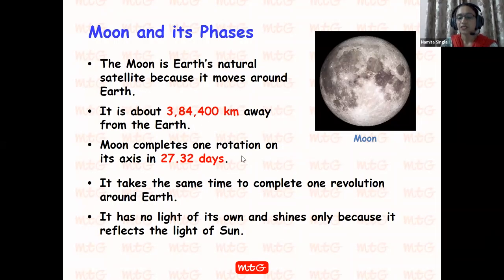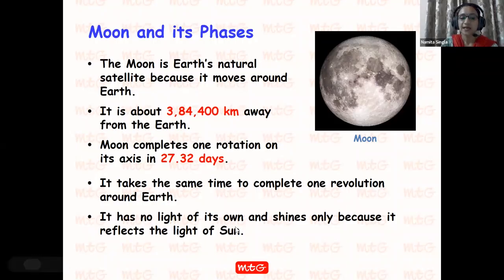Now see the rotation period of the moon and the revolution period of the moon. The moon is rotating around its axis, right? And the moon is revolving around the Earth. So both of these time periods are the same. The moon completes one rotation in about 27 or 28 days, and it takes the same time to complete one revolution around the Earth also. So the moon's rotation period as well as revolution period is the same. It is 27.32 days, or sometimes we say 27 days, or around 28 days.